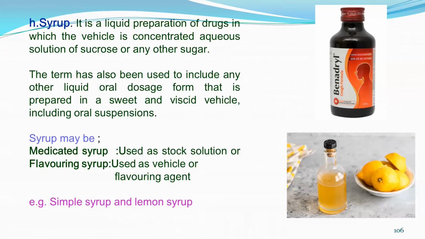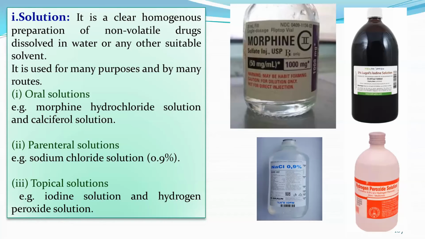And syrup may be a medicated syrup used as a stock solution, just like the Benadryl and the Corex and so many other cough syrups, and a flavoring syrup used as a vehicle or flavoring agent, just like the lemon syrup. Some of the syrups have the taste of lemon added in the sugar liquid as a flavoring agent. And many of the simple syrups also contain the flavoring agents as well as the sucrose. And what is a solution?